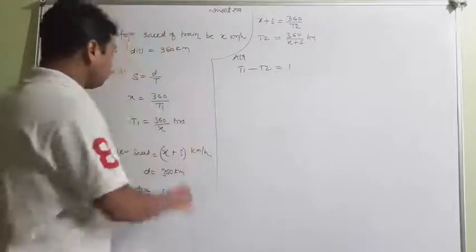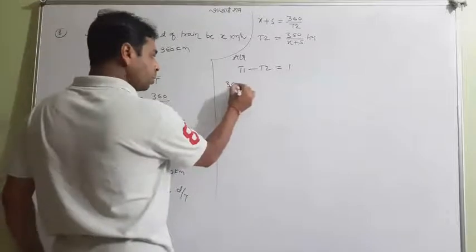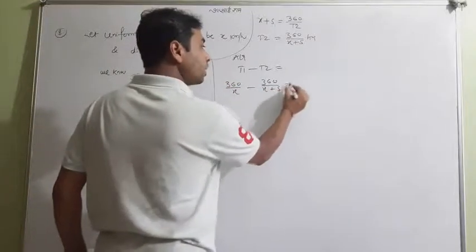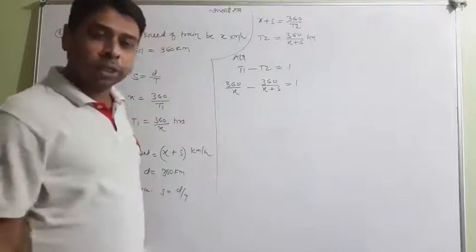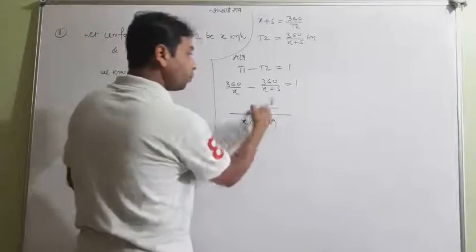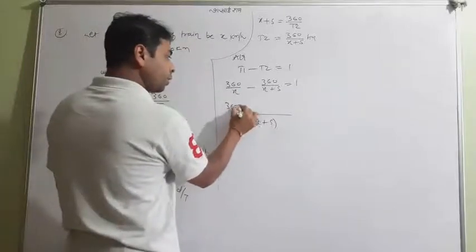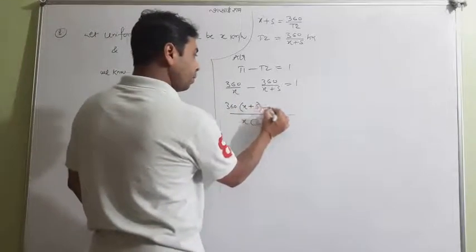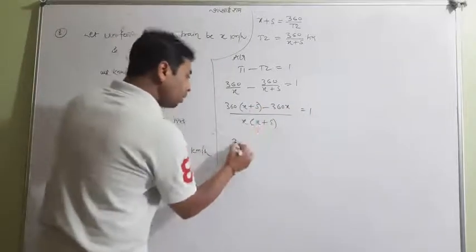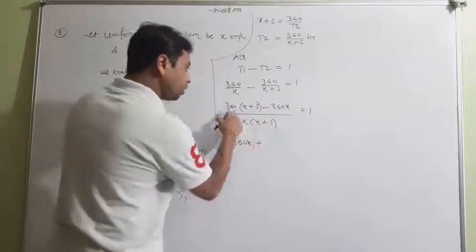Now I will put the values: t1 is 360 upon x, minus 360 upon x plus 5, is equal to 1. Now I will make a quadratic equation by taking the LCM, x and x plus 5. This will multiply 360 into x plus 5, this will multiply 360 into x, equal to 1. I'll multiply 360 into x plus 360 into 5.